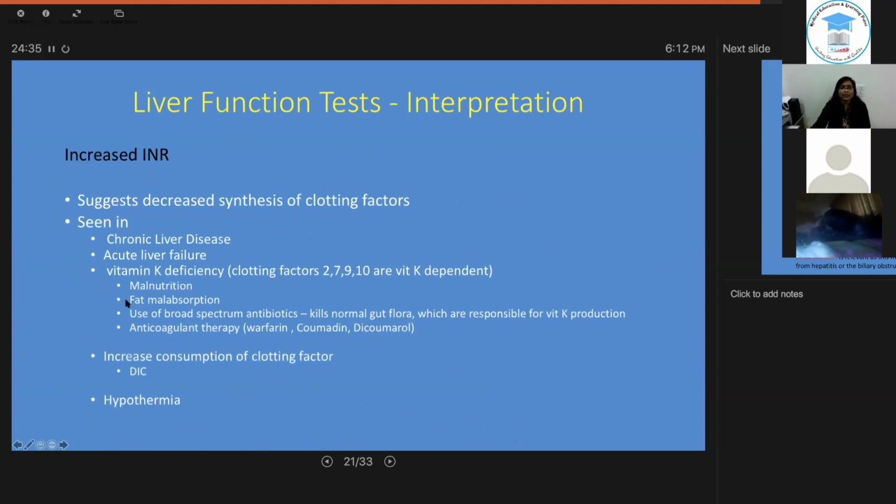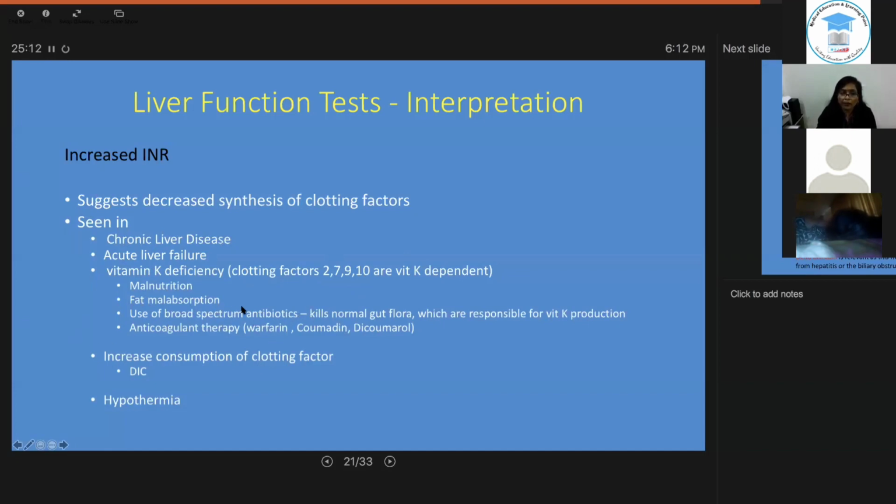So what are the conditions in which we see this? One is chronic liver disease, acute liver failure, vitamin K deficiency. Why in vitamin K deficiency? Because we have studied in our basic classes that clotting factors 2, 7, 9 and 10 are vitamin K dependent. And what are the conditions in which we get vitamin K deficiency? The first is malnutrition. The second is fat malabsorption, because vitamin K absorption is fat dependent. Thirdly, the use of broad spectrum antibiotics, which is very commonly done.